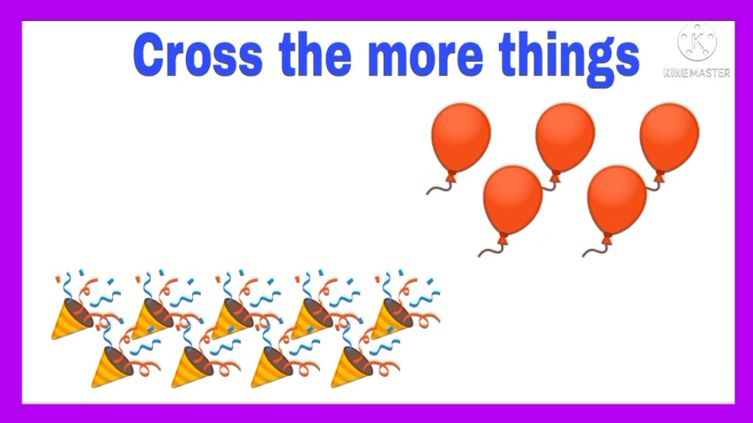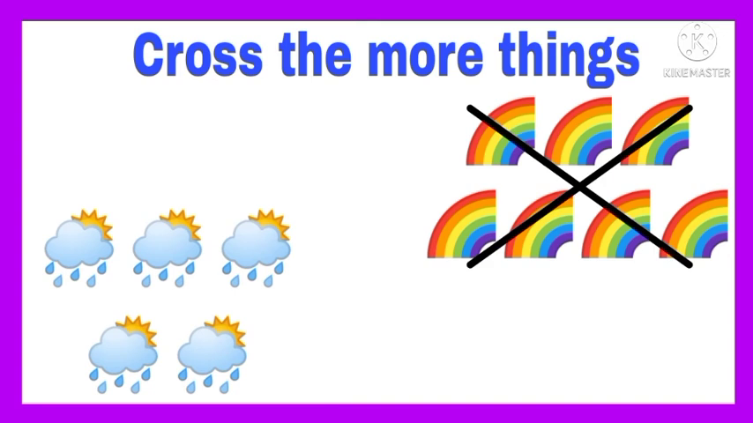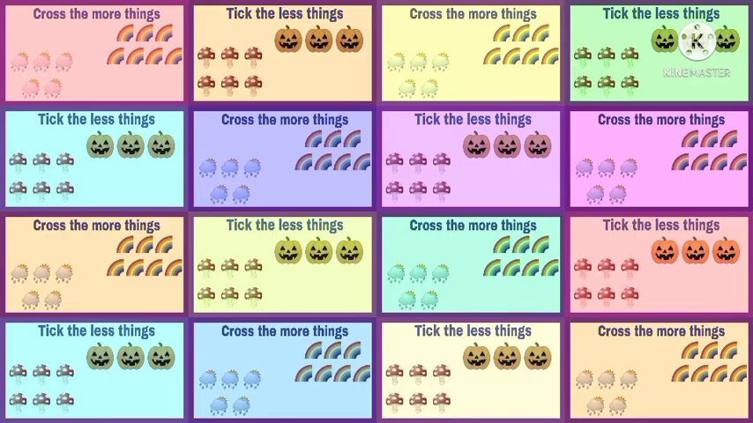There are 9 birthday caps and 5 balloons. We have to cross more objects. Birthday caps are more objects. Rainbows are more in numbers. We have to cross them.